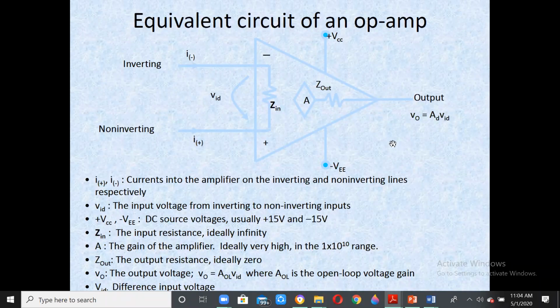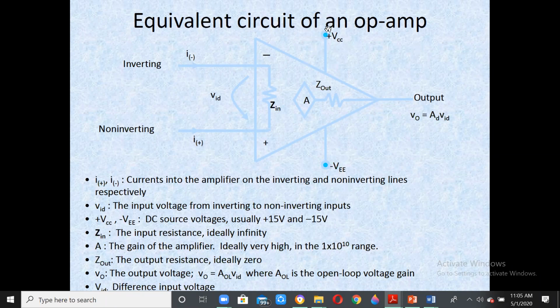However, once we know both of them, we can always find what is known as the common mode rejection ratio, and that is nothing but AD by ACM. So AD, the differential gain, divided by the common mode gain will give us the value of the common mode rejection ratio, and it should be as large as possible. Ideally, we consider it as infinite by considering AD to be infinite and ACM to be 0.